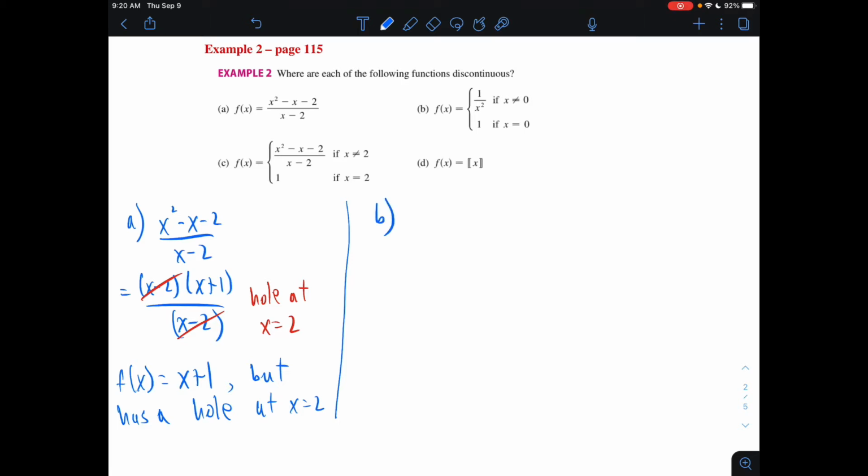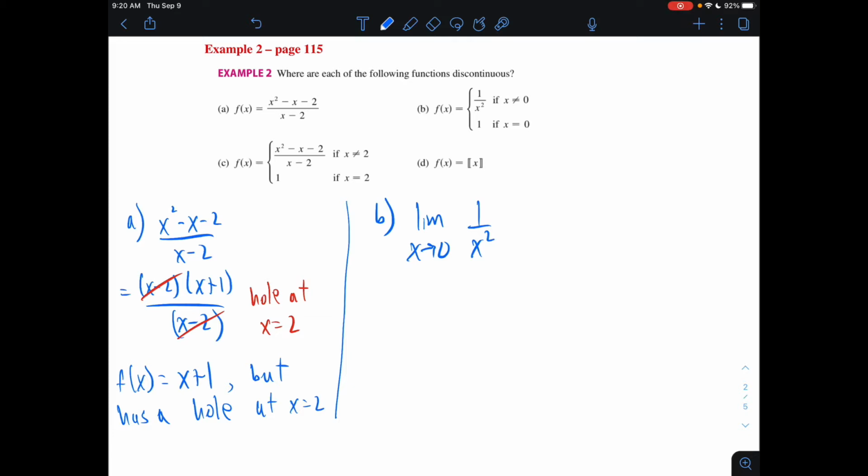So then part B, f of x is equal to a piecewise defined function. The first piece is 1 over x squared if x is not equal to 0, and then 1 if x is equal to 0. So here we can't have x equal to 0 with the piece 1 over x squared, but then when x is equal to 0 we get a very specific value. So here let's actually use the definition of continuity. What is the limit as x approaches 0 of 1 over x squared?